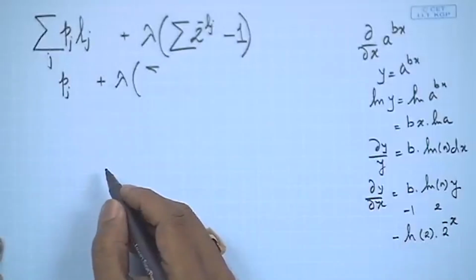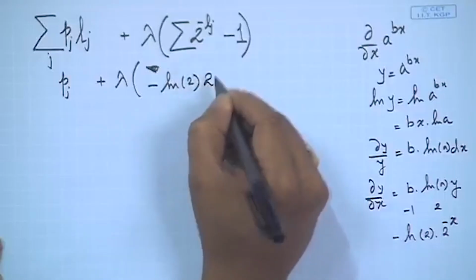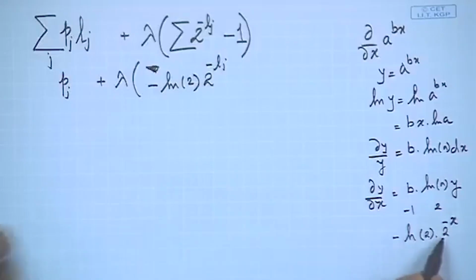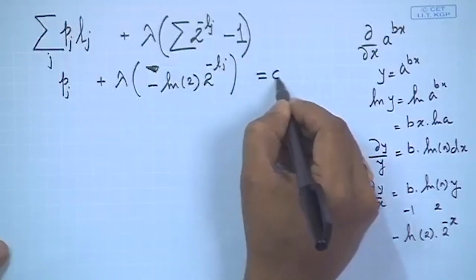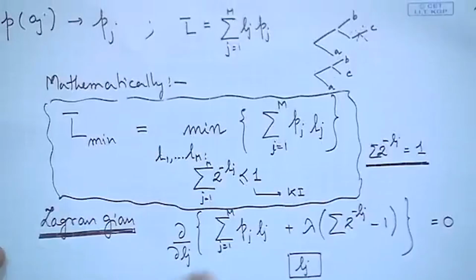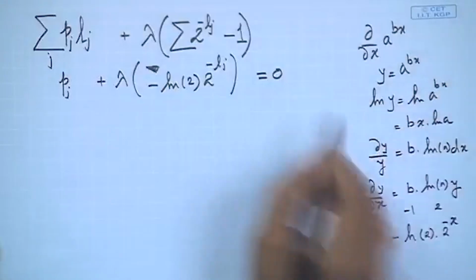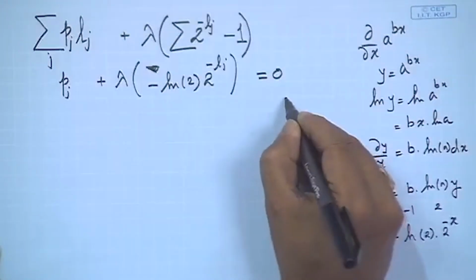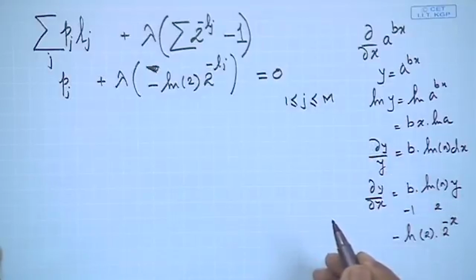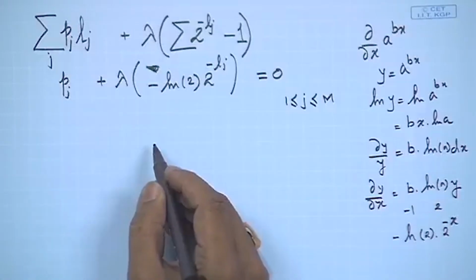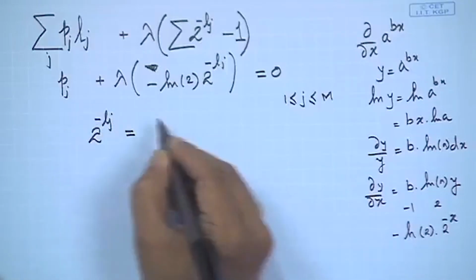When we translate that over here, what we get is minus ln 2 times 2 to the power of minus Lj. Look at this, this is the same, and of course, this term is 0, and we set this equal to 0 as per our previous step. Take this derivative and set it equal to 0. So, we have taken the derivative and now we have set this equal to 0, and of course, this is true for all j in the range of 1 to m. So, this would give you that 2 to the power of minus Lj is equal to Pj.